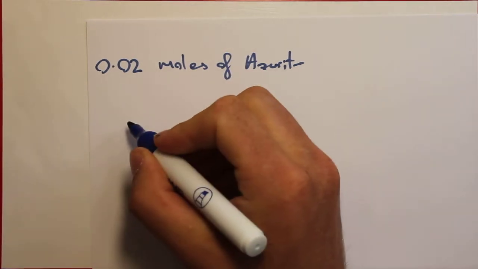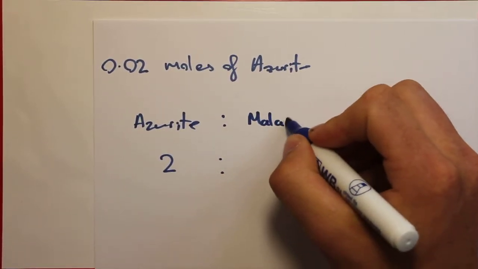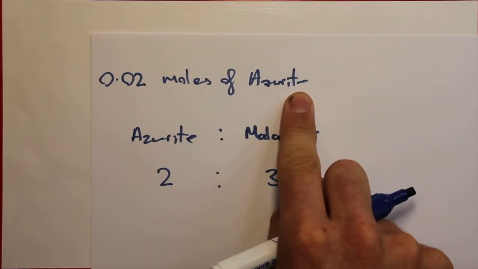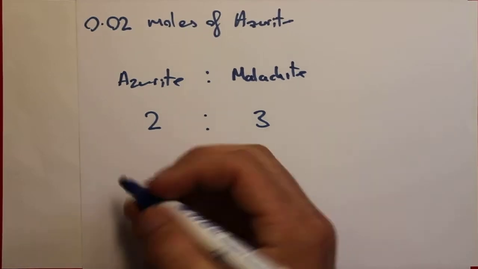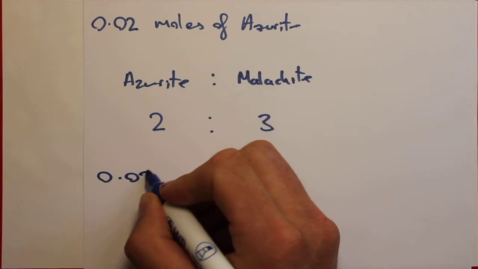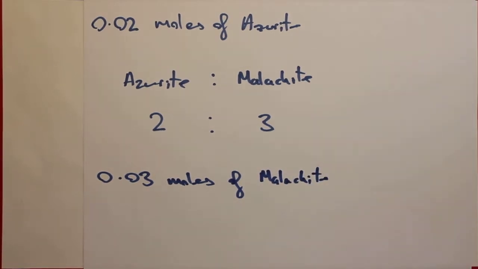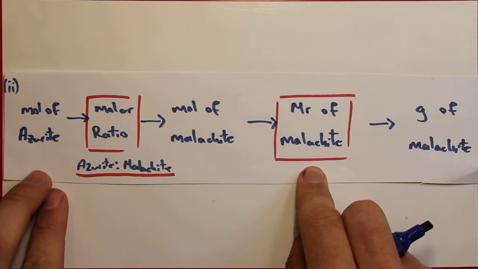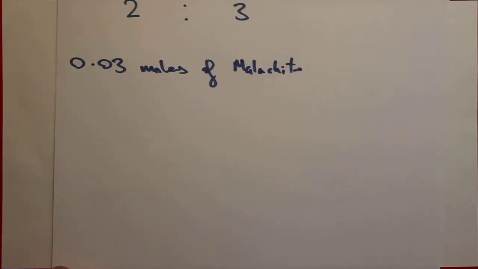So from our azurite is 2 to our malachite is 3. So if we've got 0.02 moles of azurite, well, it stands to reason, if our ratio is 2:3, we're going to have 0.03 moles of malachite. Okay, so where are we now? We have the number of moles of malachite. Now we need to work out our relative molecular mass of malachite and use this to find the number of grams. So next step, the relative molecular mass of malachite.